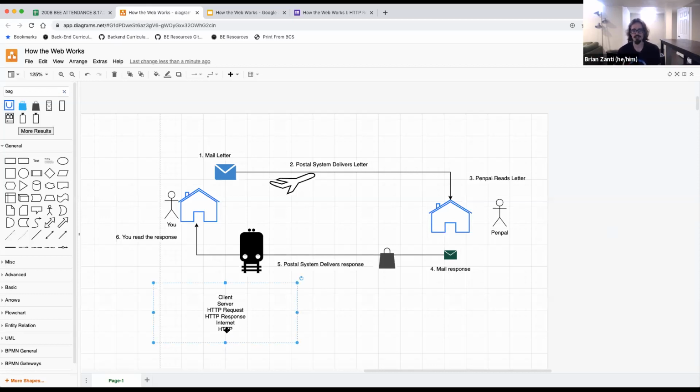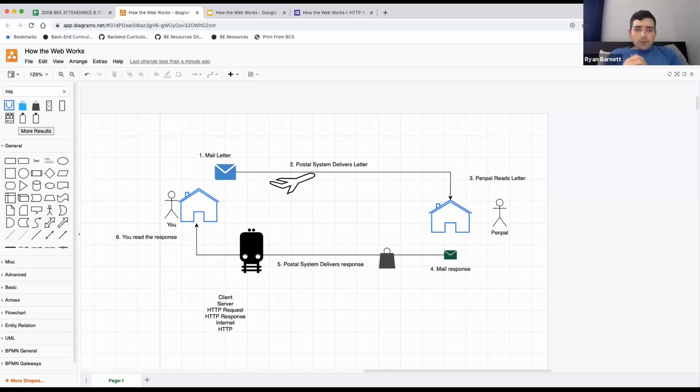What about HTTP? So I said earlier that HTTP defines the rules for how clients and servers talk to each other. Does anyone have a guess? What is HTTP in this case? Ryan, what do you think? Well, it's like the protocol that we all agree to send our messages in.